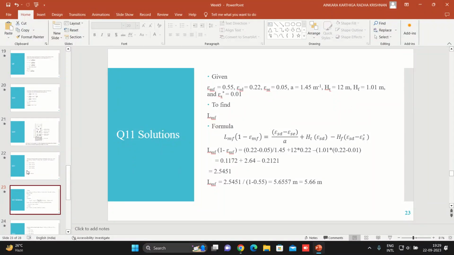So the formula to be used is given over here. This is the formula: LMF into 1 minus epsilon MF is equal to epsilon SD minus epsilon SE by A plus HT into epsilon SD minus HF into epsilon SD minus epsilon S star. So we know all the values except LMF. So on substituting it directly we get the answer. So go through this problem, and if you have any doubts please ask, or else we'll move to the next question.